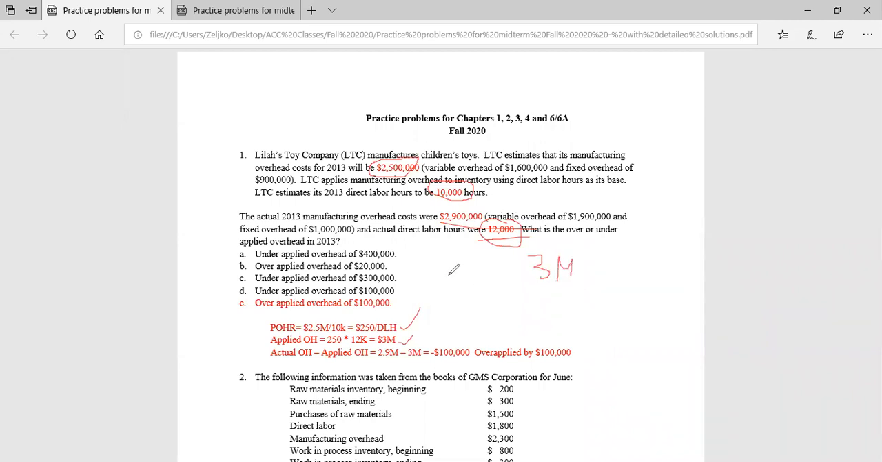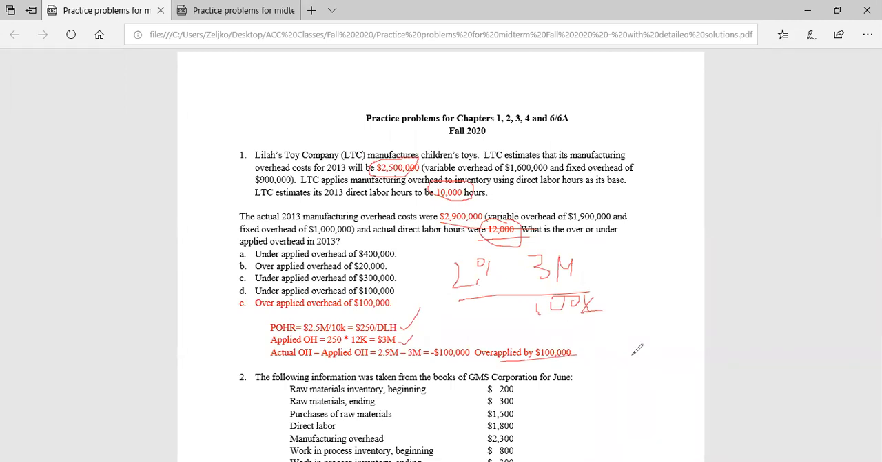In applied, we have 2.9 million here. In actual, we have 100. Again, you can use the debit credit side or not, it doesn't matter. You know that applied is $100,000 higher than the actual, which means we over applied by $100,000.